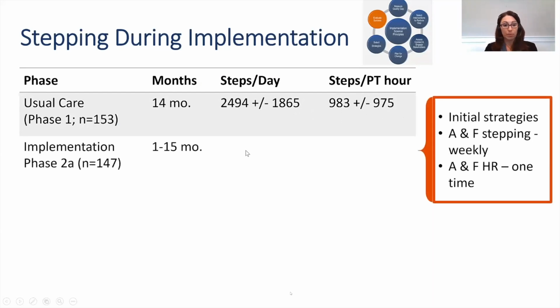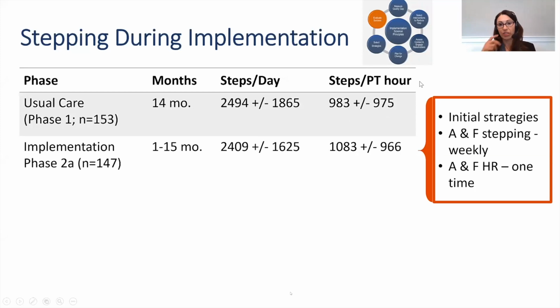All right, so our first implementation phase was 15 months long. We're calling this phase 2A. At the end of this 15-month period, what we saw was actually a drop in steps per day. It went from 2494 to 2409. This was not a significant difference, but we did see that it had gotten lower. And we also saw that the steps per PT hour increased a little bit.